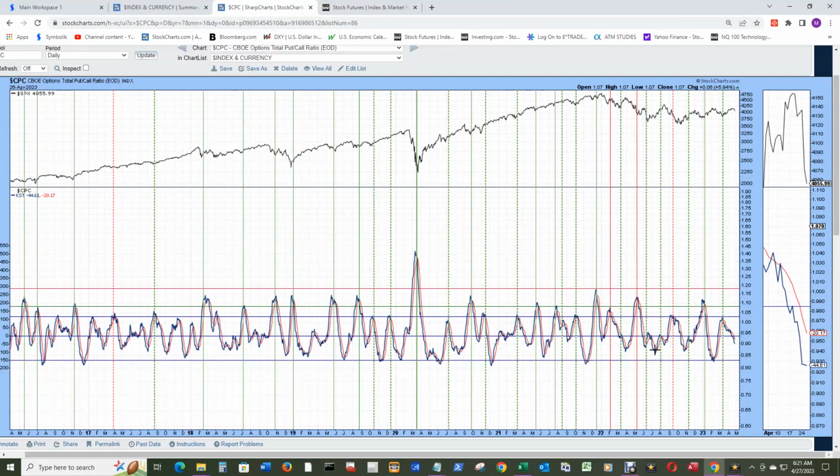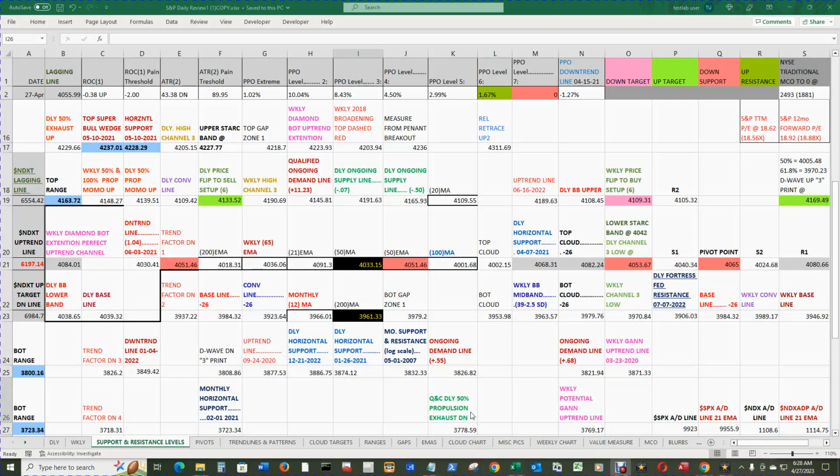And I still think around this valley here will be the turnaround to the upside for the KST, meaning the S&P 500 continues its downward trek. The S&P 500 support and resistance levels big board chart shows the gray areas at this weekly diamond extension perfect uptrend channel bottom line there. The daily horizontal support from 04-07-2021, top of the cloud 26 bars back concerning the lagging line, and R1.